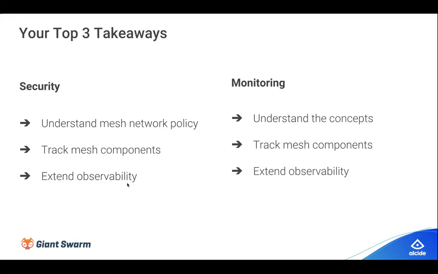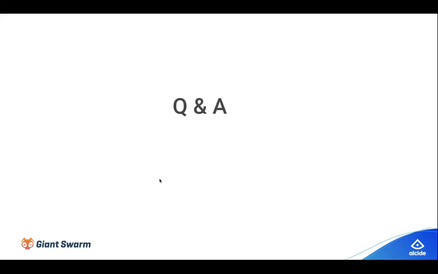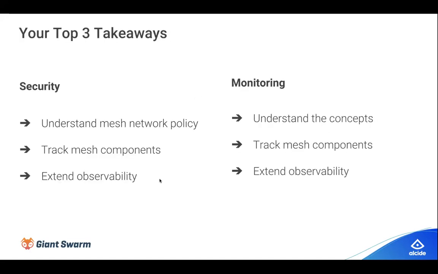And on the security side, naturally, it pretty much correlates with how we monitor things. So it's about having a deep understanding of what the mesh network policy offers and what exactly it covers, and do take note of what it doesn't cover, and separate the assumptions that Istio makes on the underlying infrastructure. Track your mesh components from a security standpoint.